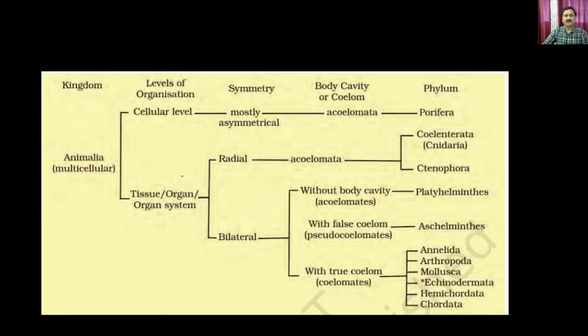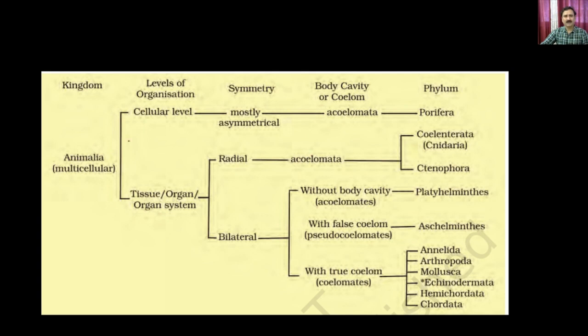So what we have discussed is that in the animal kingdom, which is multicellular, you can have different types of criteria. For example, you can have the level of organization, you can have the symmetry criteria, you can have the body cavity or coelom as a criteria, or you can have whether the animal has diploblastic or triploblastic kind of development. So in today's lecture, we are going to discuss some of these animal classifications and we are also going to understand the characteristics of each phylum.